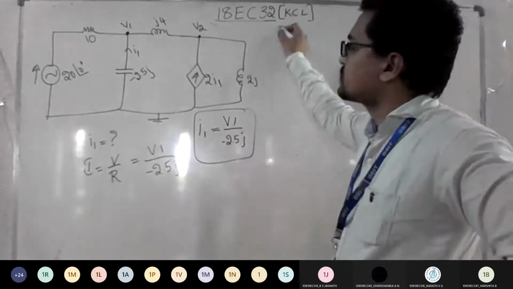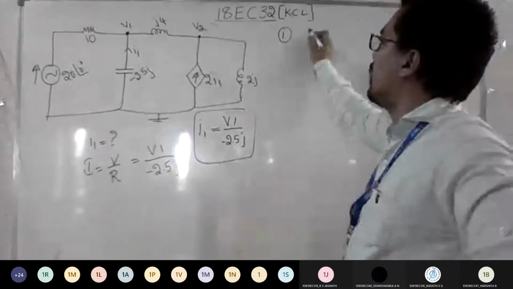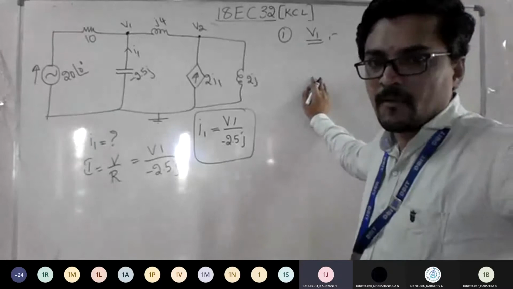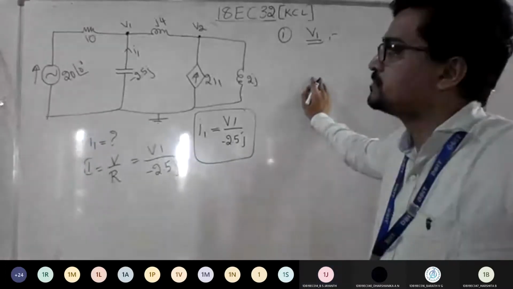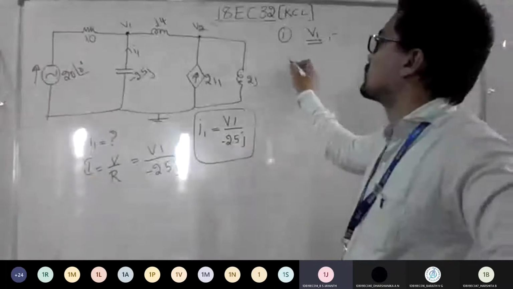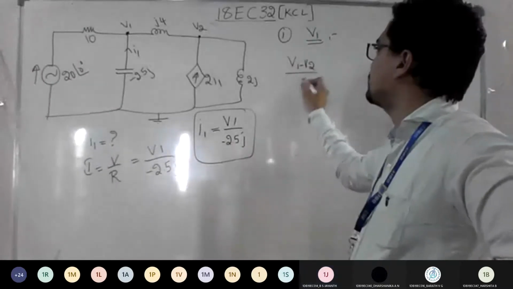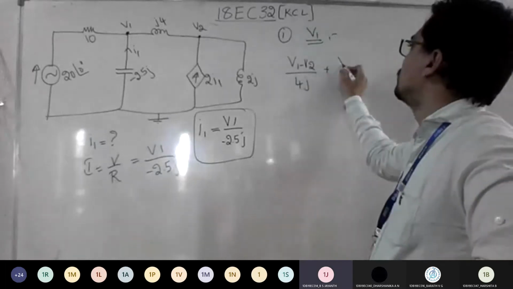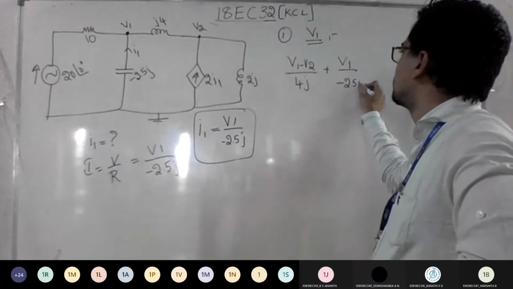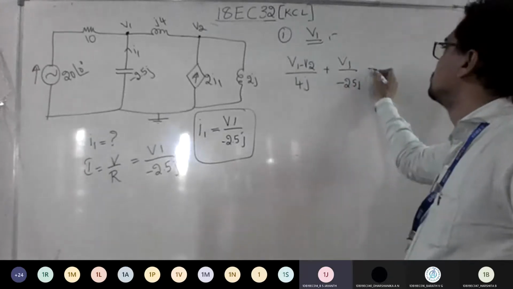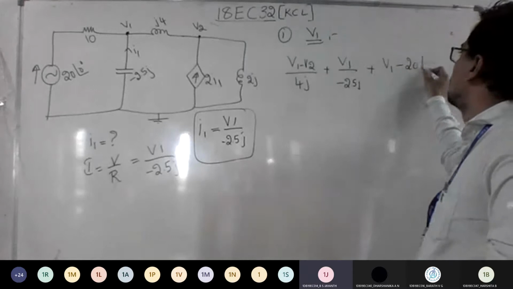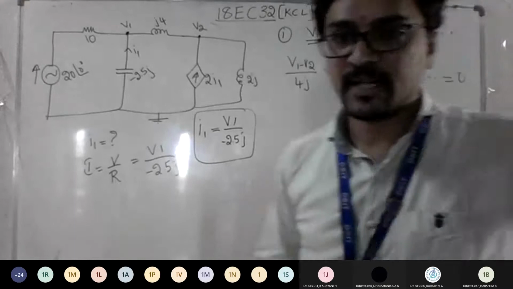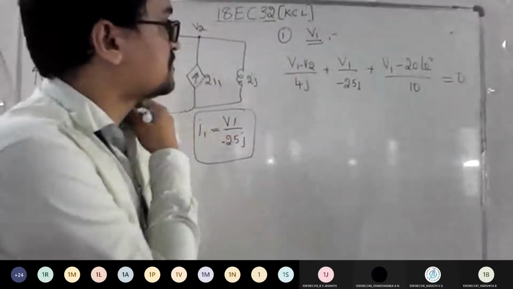Now apply nodal analysis for V1. How many branches do you have? Three. Tell the equation now. V1 minus V2 divided by j4. Then V1 divided by minus 2.5j. Then V1 minus 28 angle 0 divided by 10, equal to 0. So simplify this and tell me the answer.